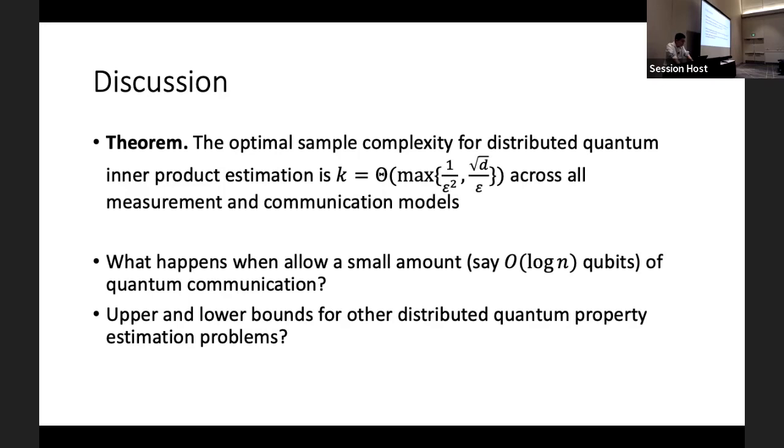So first, note that in our problem, we only considered classical communication. And it is natural to ask what happens when we allow a small amount of quantum communication, such as O(log n) qubits, and whether this would help reduce the sample complexity by a small amount. And second, it is interesting to prove upper and lower bounds for other distributed quantum property estimation problems, as well as estimating multiple properties at the same time, following the ideas of shadow tomography.